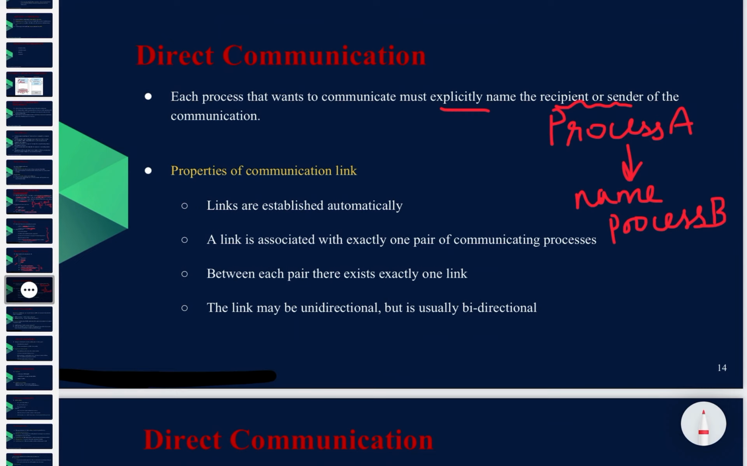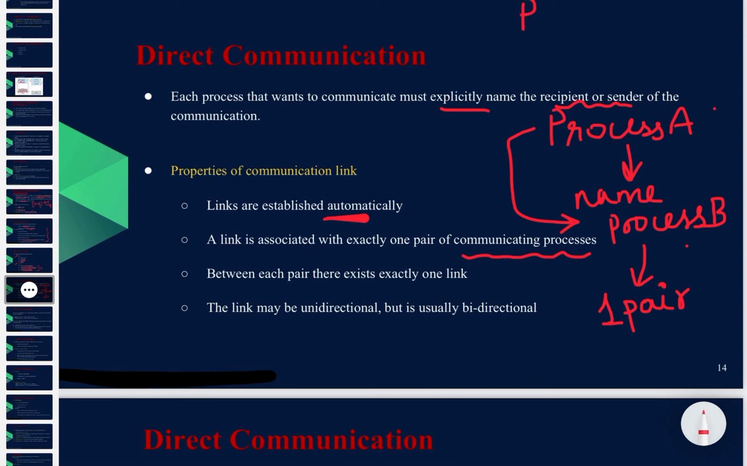Properties of communication links. Links are established automatically. When a process calls the other process, the link will be automatically established. A link is associated with exactly one pair of communicating processes. That means process A and process B are one pair, so the link is established only between one pair. Process A can't establish a link with process C also.